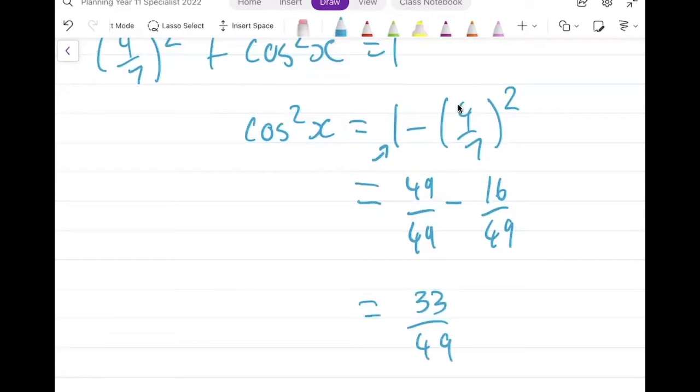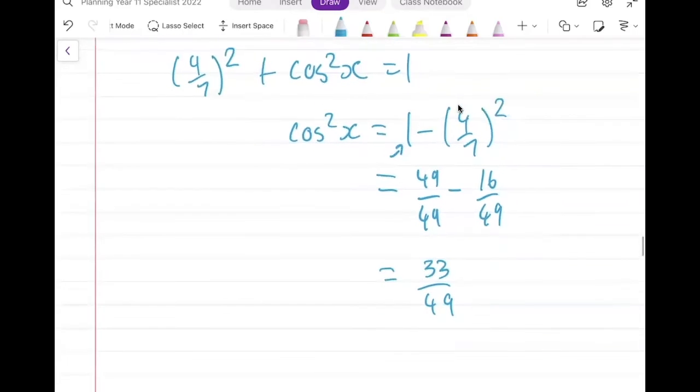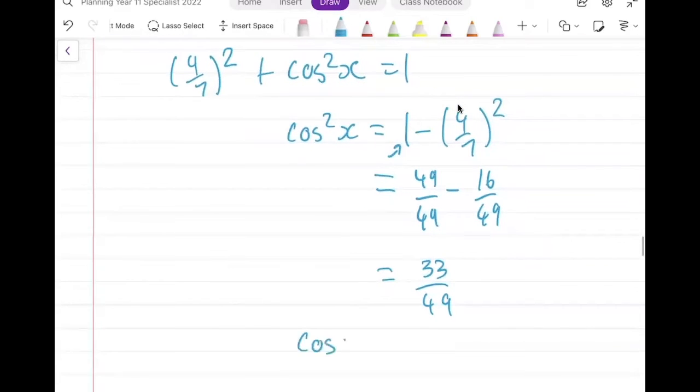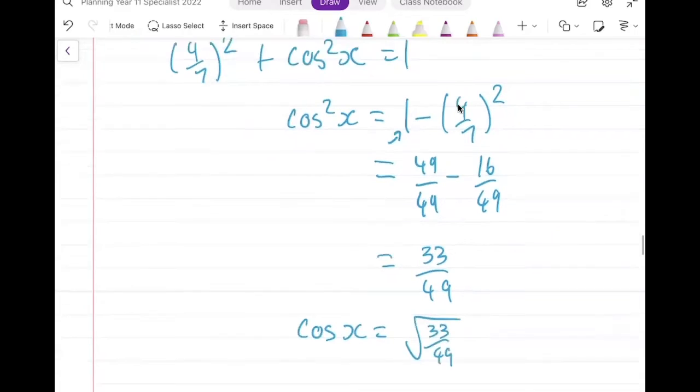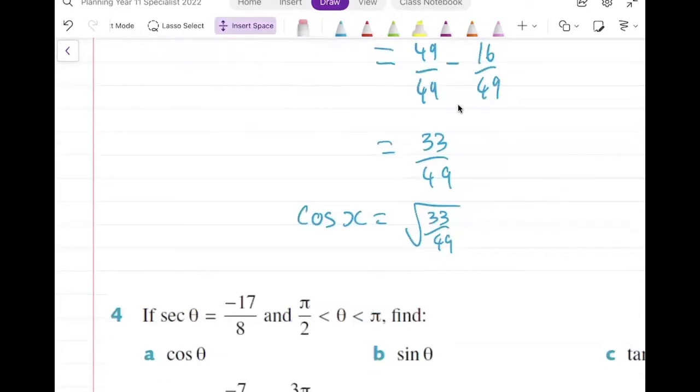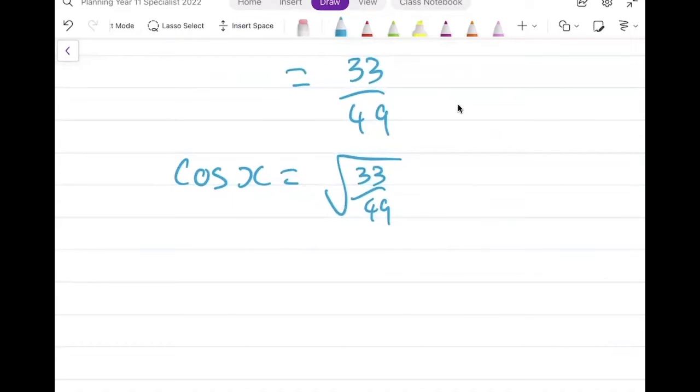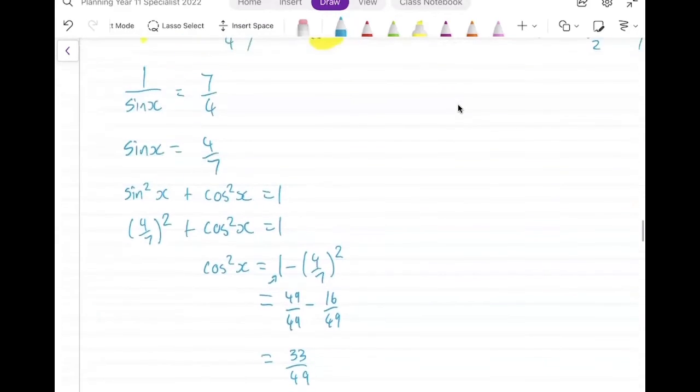so this becomes 49/49 minus 16/49, which equals 33/49. Now this is cos squared x, so I'm going to square root both sides, which gives cos x is equal to the square root of 33/49. The square root of 49 is 7, so that gives cos x is equal to the square root of 33 over 7. And I should put plus or minus out the front. So that's my solution for my first one.